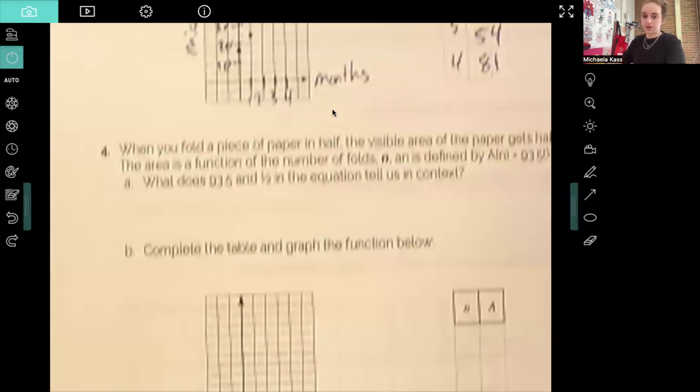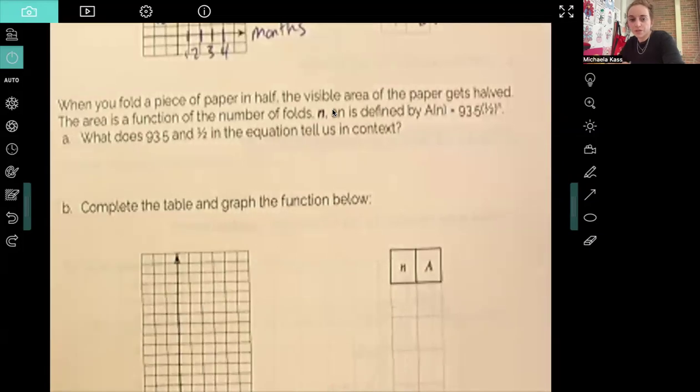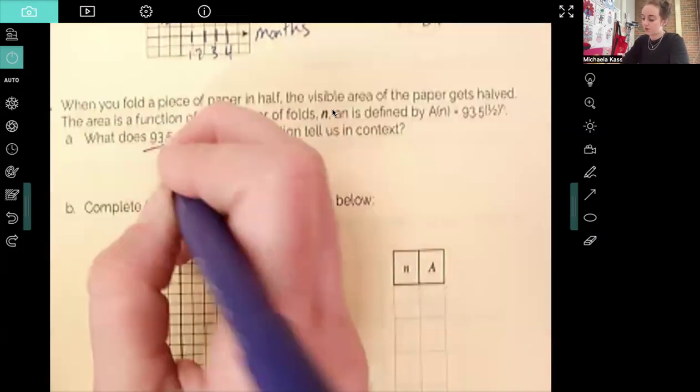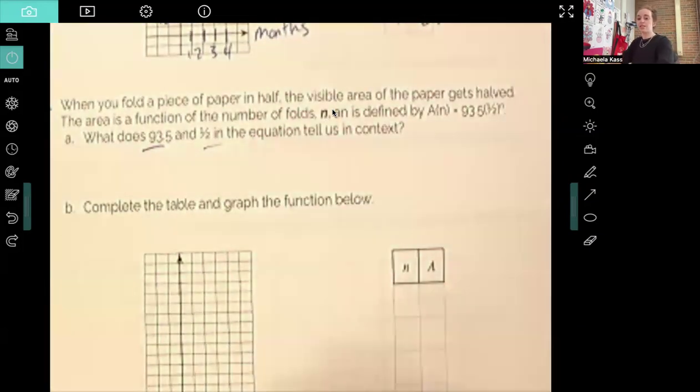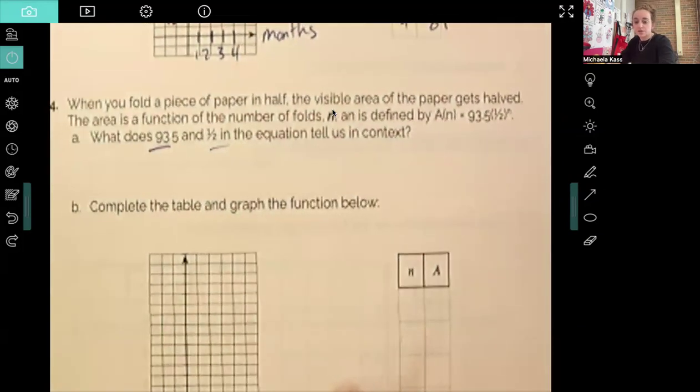All right, let's go ahead and look at number 4. When you fold a piece of paper in half, the visible area of the paper gets halved. The area in the function of the number of folds n is defined by A of n equals 93.5 times a half to the power of n. What does the 93.5 and the half in the equation tell us in context?